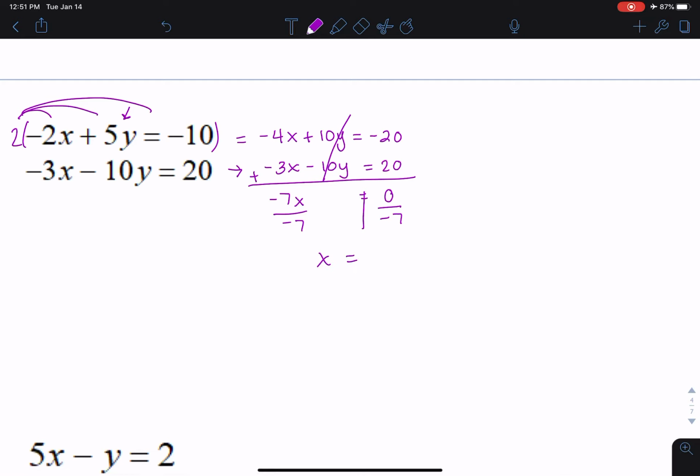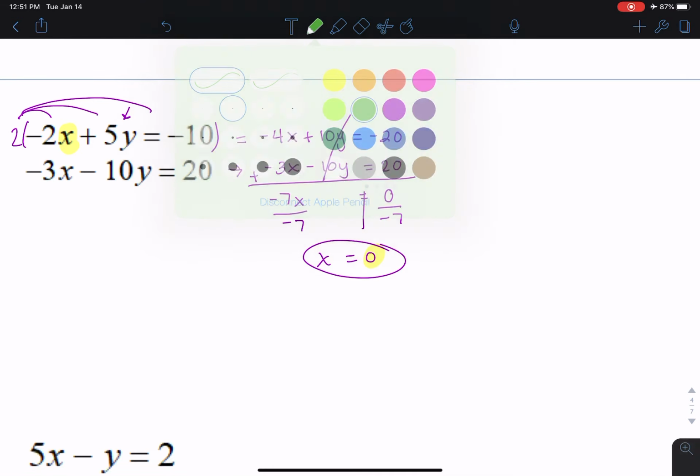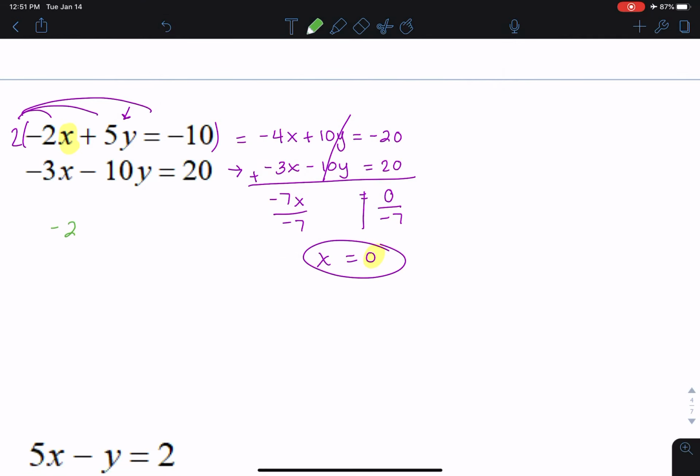X equals 0. Okay, now I'm going to take this and put it into the top equation. I just like to use the top equation, but it really doesn't matter. So I have negative 2, instead of x, I'm using the 0, plus 5y equals negative 10.